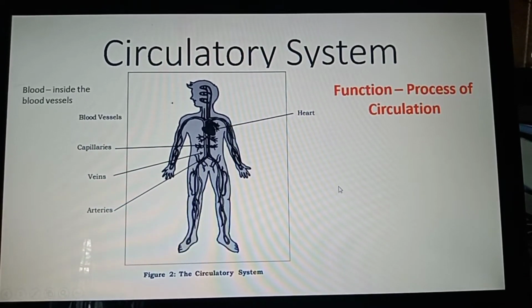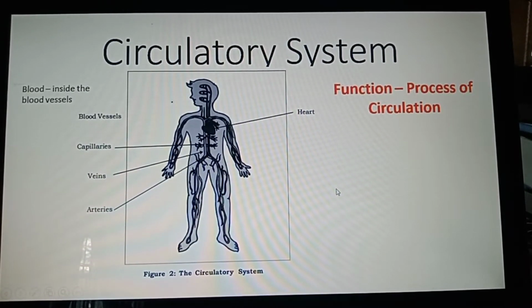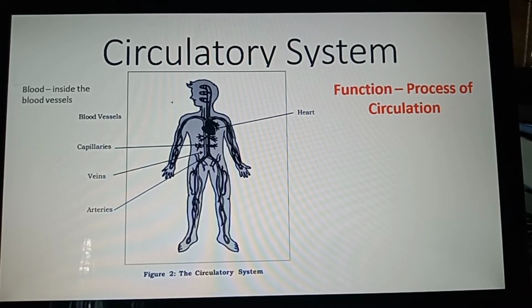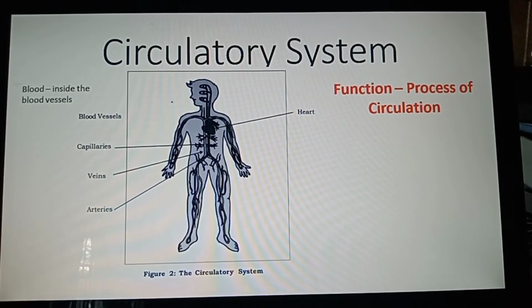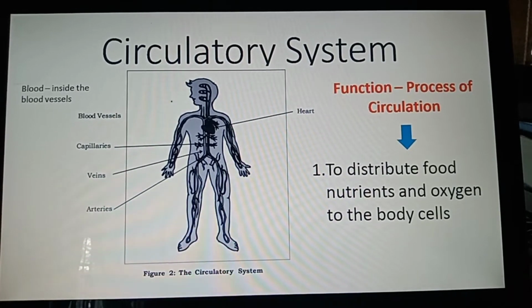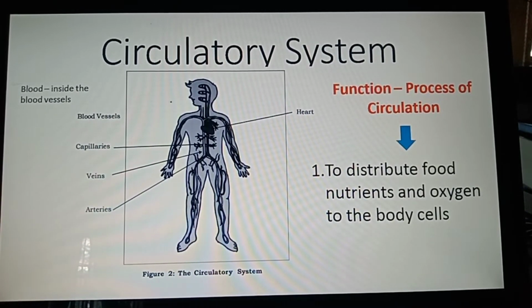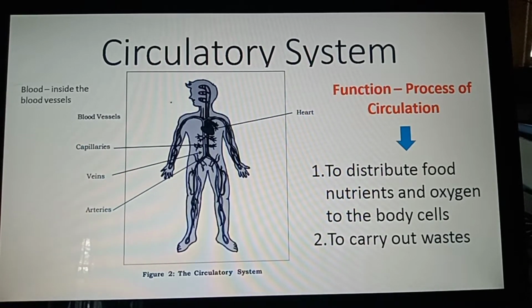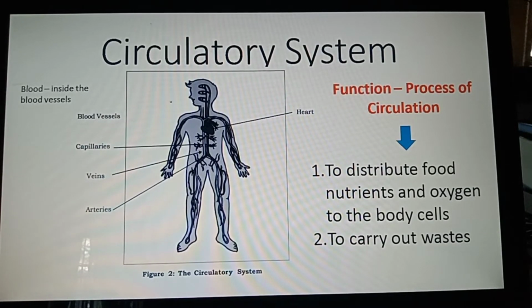What is the function of the circulatory system? Circulatory system has the process of circulation. And what is this process of circulation? Simply, to distribute food, nutrients, and oxygen to the body cells. And to carry out waste.